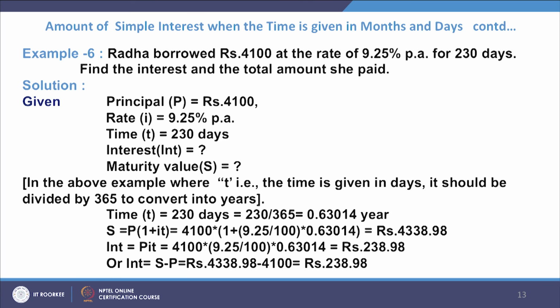Now, let us take another example where time is given in days. Radha borrowed rupees 4100 at the rate of 9.25% per annum for 230 days. Find the interest and the total amount she paid. In this question, principal P is rupees 4100, rate I is 9.25% per annum, and time t is 230 days. We have seen that if it is given in days, it has to be converted into years. What is the interest and maturity value? In the above example, t, the time, is given in days, so it should be divided by 365 to convert into years.